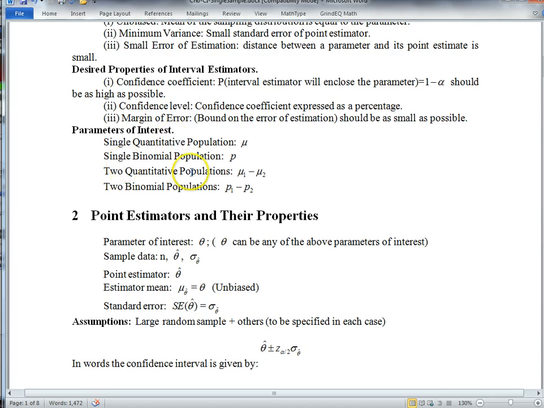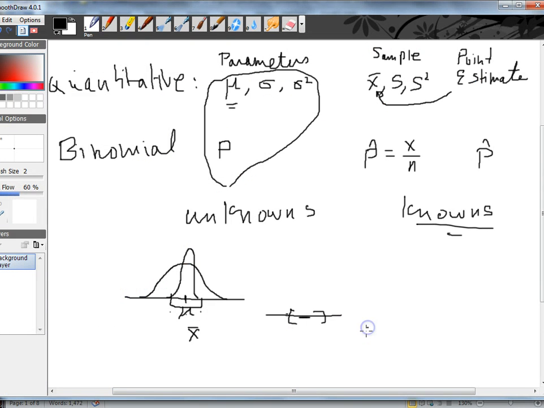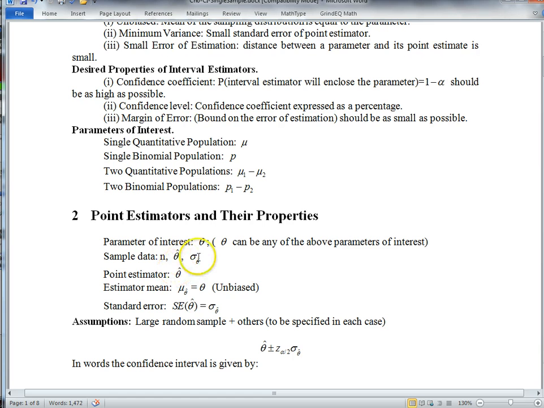Because I'm looking at all these properties together, I can summarize them. I can call any one of them theta. This is called theta, and this is the way you write it, theta. Theta is a Greek letter.